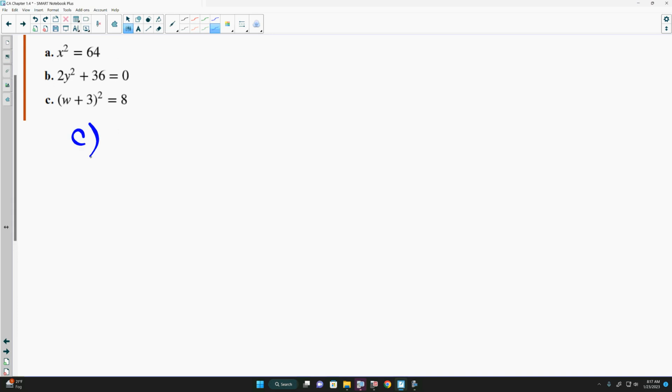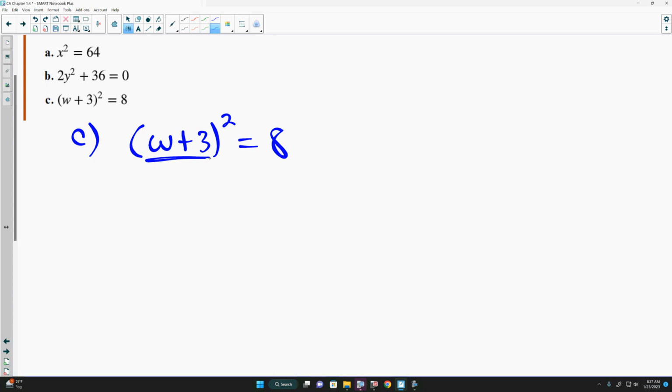Now we have one last one for this, w plus 3 squared equals 8. So on the first two, we had a variable squared. Here, we have w plus 3 squared. The way that we know that we can use the square root method for this is because where is the only variable? It's inside the parentheses squared, yes? If it's inside the parentheses squared, nowhere else, we can use the square root method.